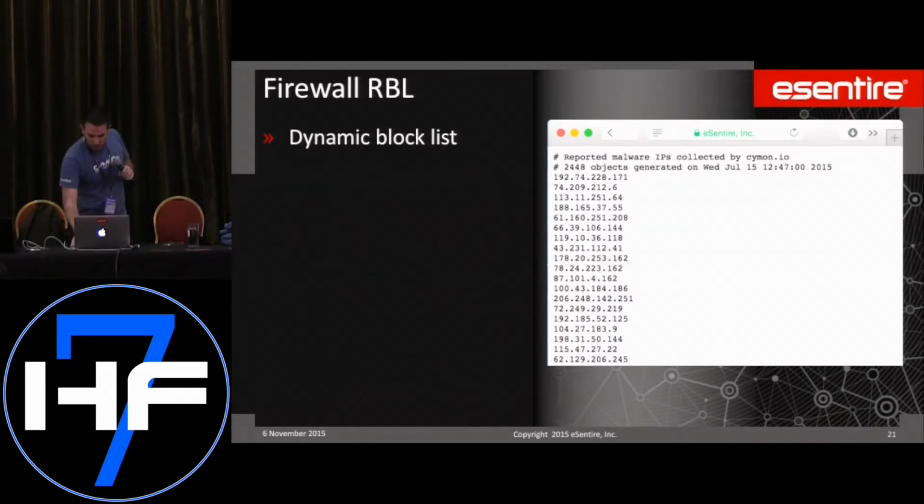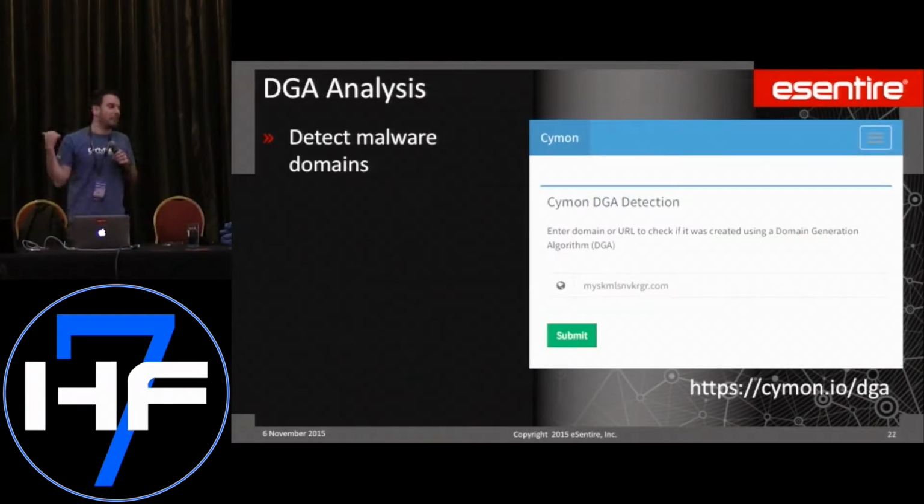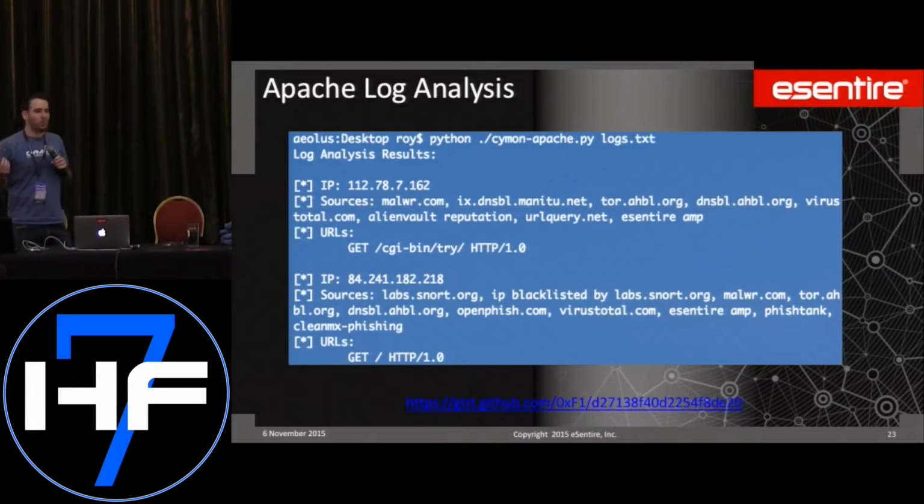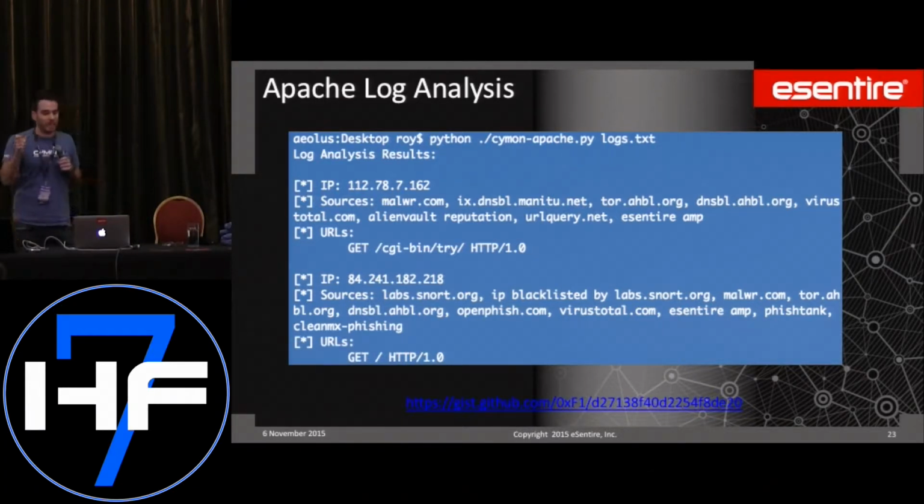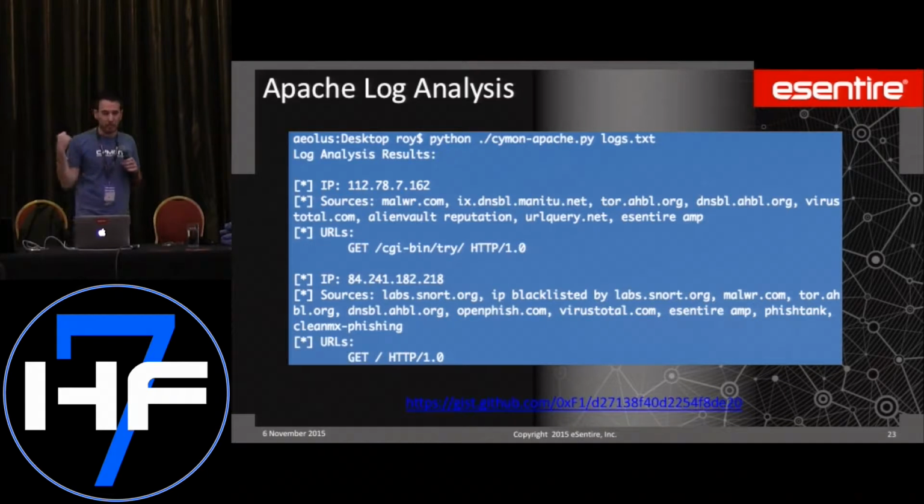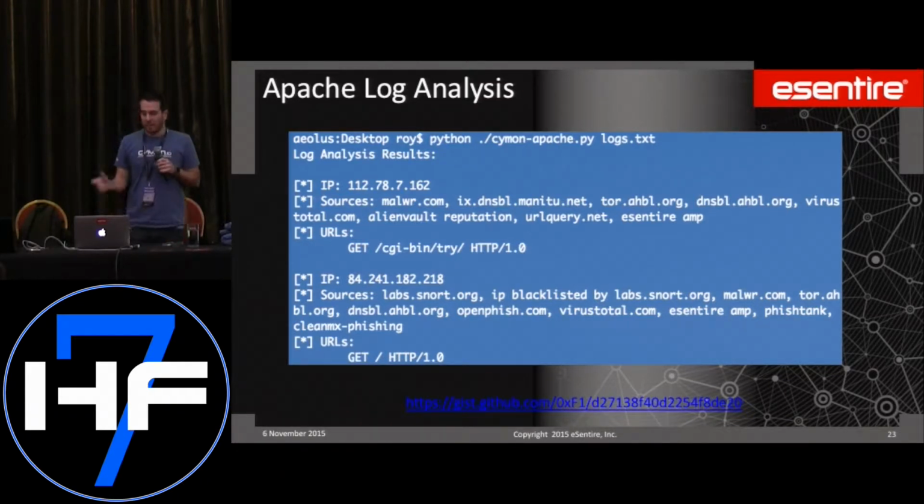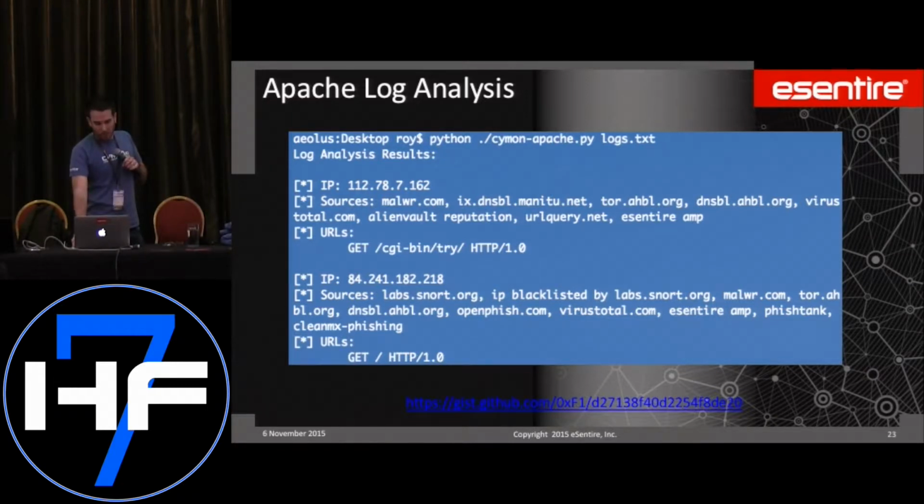Another example is Apache log analysis. So if you want to see how many bots or bad actors are connecting to your web server, this is an example of a script that I made in like 20 minutes to basically just parse out the IP address portion from the Apache log and shoot it off using the API, and then just give you a summary of what's bad, which bad IP address is connected to you.